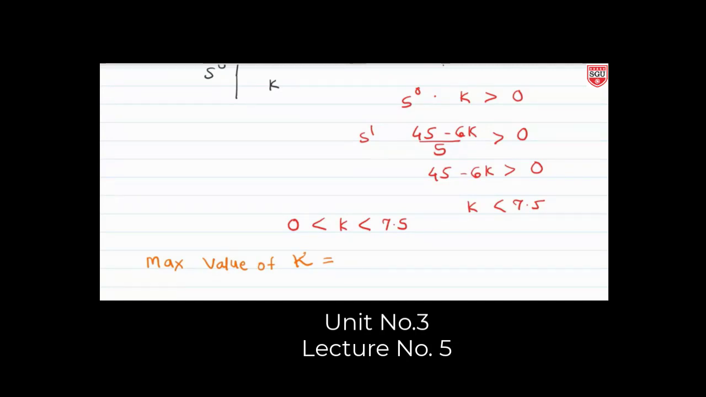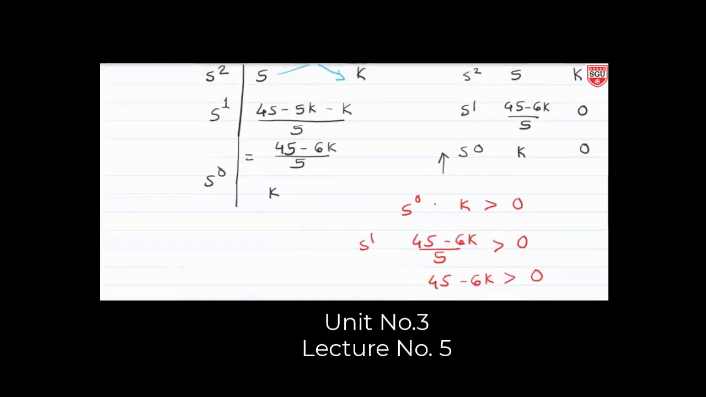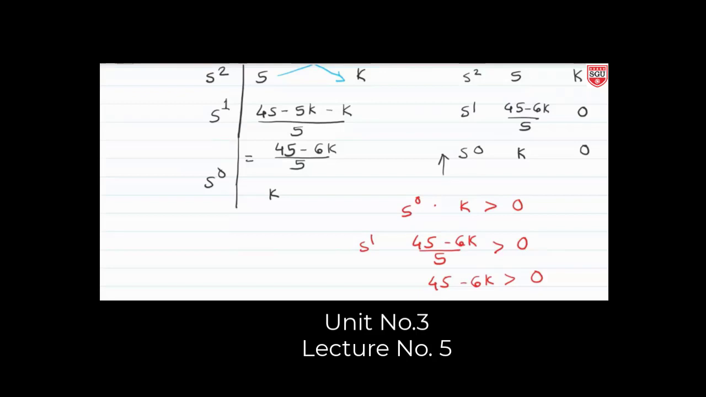Sir, it can be 7.4999 and so on. Means you can say 7.5. Simply, just to check, if I put 7.5 here, what will we get as the value of s raised to 1? It will be 6 into 7.5, which is 45. 45 minus 45 will be 0, and the first row will become 0.